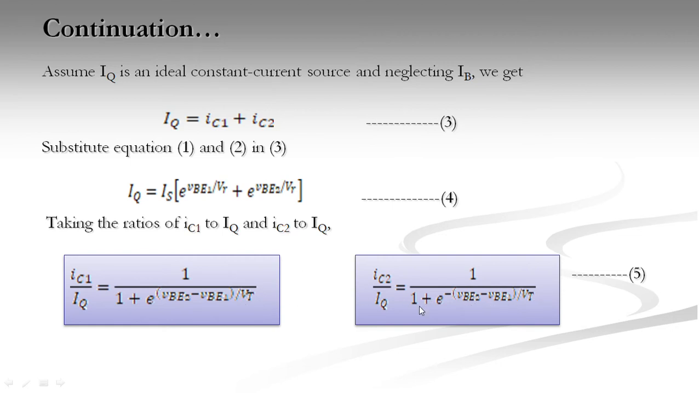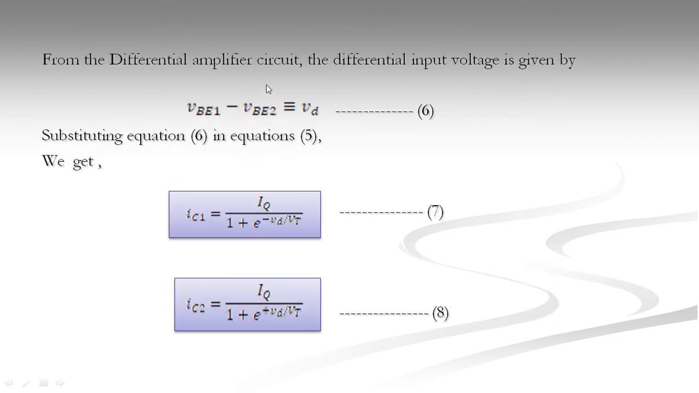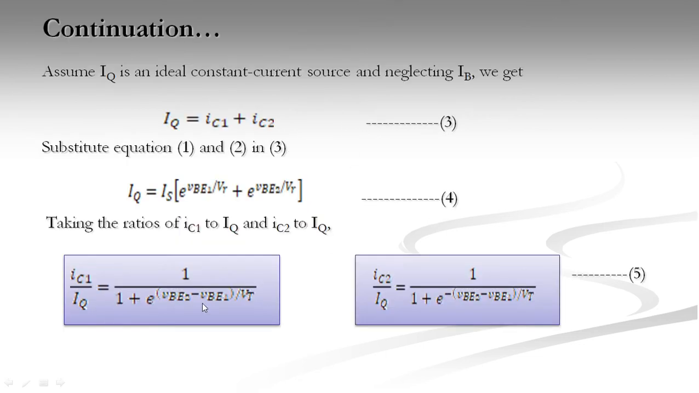These two equations are used to draw the DC transfer characteristic of a differential amplifier. That is, it shows the relation between the collector current and the input differential voltage, that is VD. From the differential amplifier circuit, we know that the differential input voltage is given by VD equal to VB1 minus VB2. So if we substitute VD in place of this, since here we are getting VB2 minus VB1, we are going to take a minus outside.